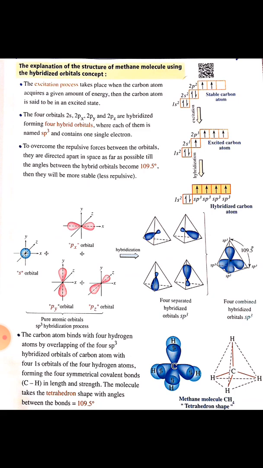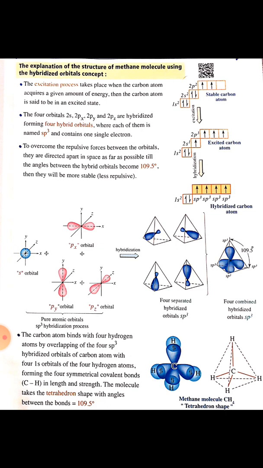But look here at the electronic configuration according to Hund: 1s2, 2s2, 2p2. We have just 2 orbitals with 2 single electrons. We need 4 single electrons. So let's do excitation. Now we have 4 single electrons, but one of them is inside 2s and the others inside 2p. They are not equivalent. They are not even equal in energy. So we need to make hybridization to get 4 equivalent orbitals, which are similar in everything and equal in energy.